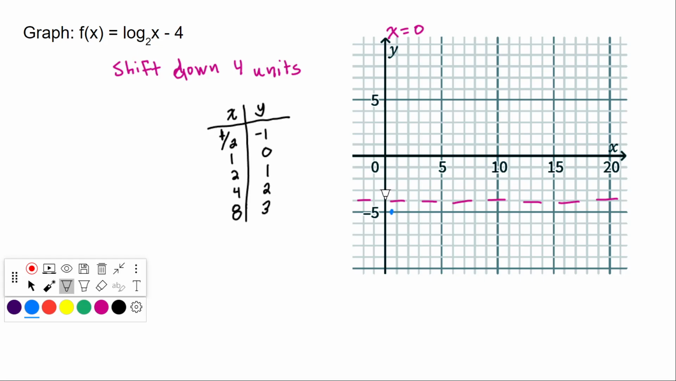From that vertical asymptote, 1 unit stays on that axis that's been shifted. 2 units from our vertical asymptote is going to be up 1 unit. 4 units from our vertical asymptote is up 2, and 8 units is up 3. So this graph has shifted down 4 units. But we still have that same shape curve that we had before.